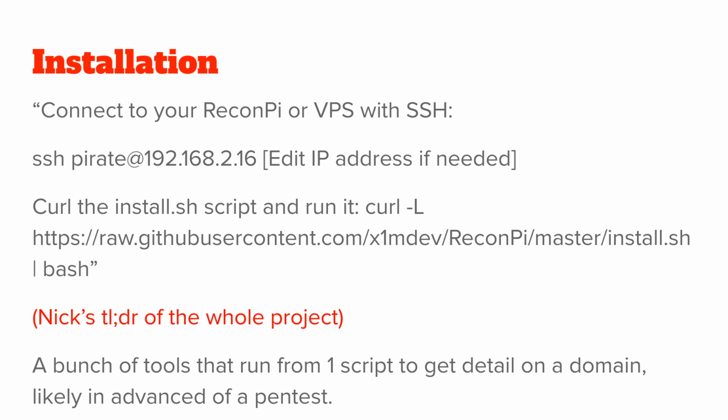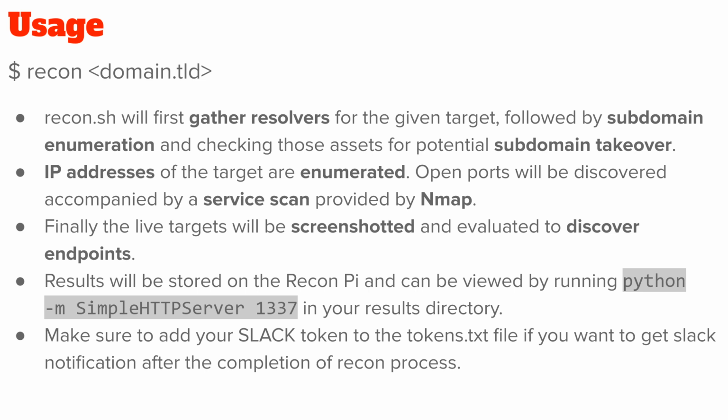But basically, my rundown of it is that it's one giant bash script that throws a bunch of tools against a domain and generates you some reports. So the usage is pretty straightforward. You just type recon.sh and then you point it at some domain, right? So facebook.com or whatever. The idea is it gathers a bunch of resolvers to give you access to a bunch of DNS data.